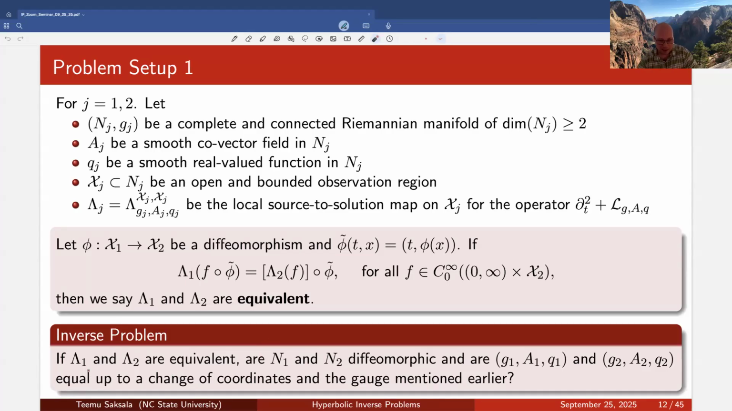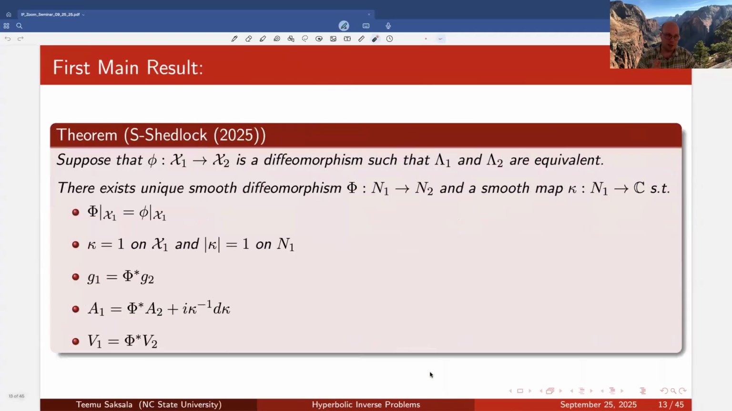So the question is that if these source-to-solution operators are equivalent, then are my manifolds diffeomorphic, and are all these terms arising in my PDE equal up to change of coordinates and this before-mentioned gauge? And the answer is of course yes. Otherwise it would be a bit boring job.